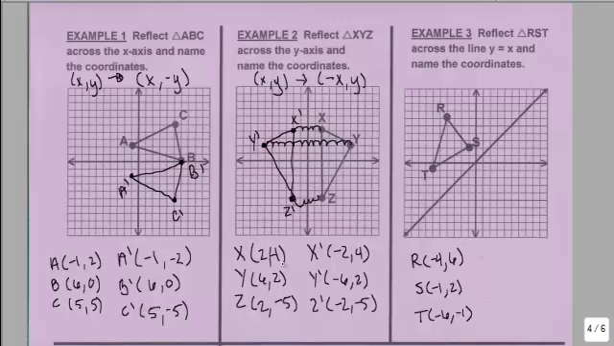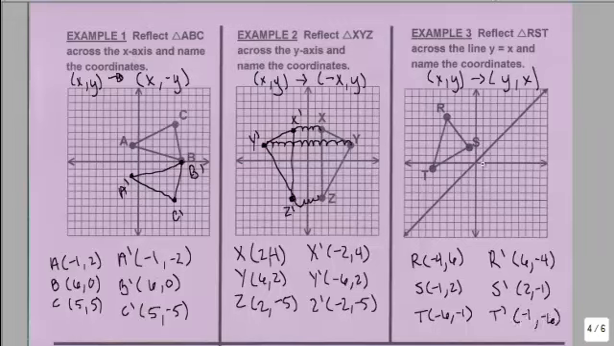This one, whenever you reflect across the x and y axis, it's easier to graph it and then write your points. Whenever you're reflecting across y equals x, it's actually easier to do your points and then graph it, because all that you do is you switch your x and y values. So if your original was xy, then it will become yx. So negative 4, 6 becomes 6, negative 4. S becomes 2, negative 1, and t prime becomes negative 1, negative 6.